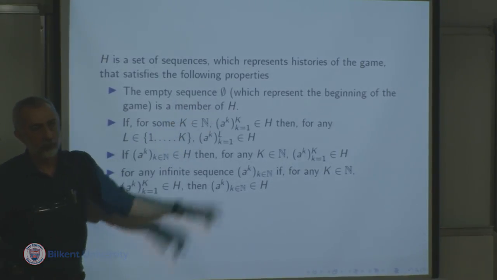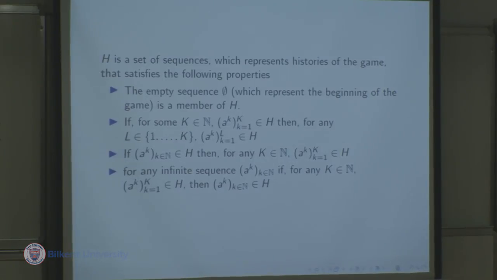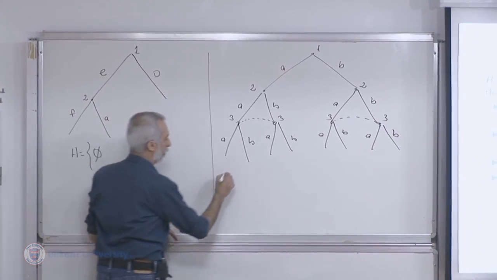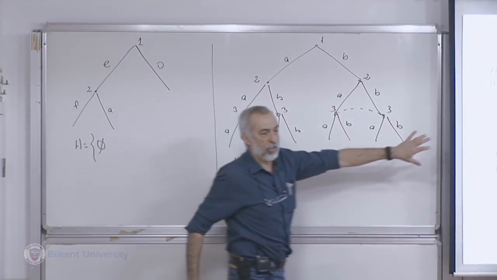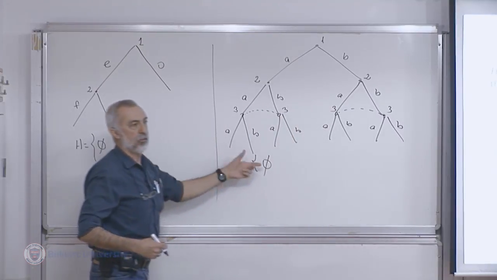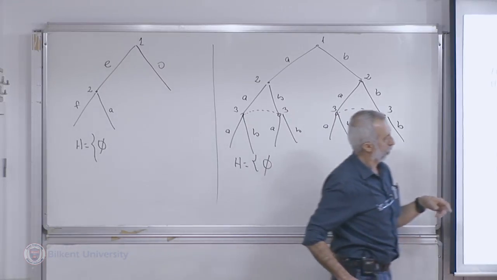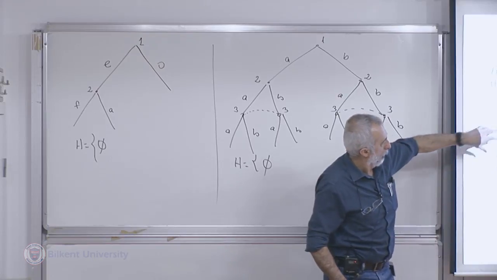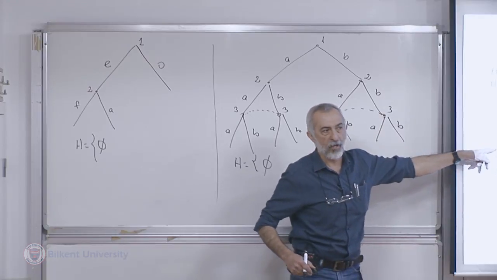So the beginning of the game, nothing has happened so far. So H should contain the empty history. What I'll do is, as we look at the mathematical structure, we'll construct the example, okay? Let's look at the picture first and then go back here.